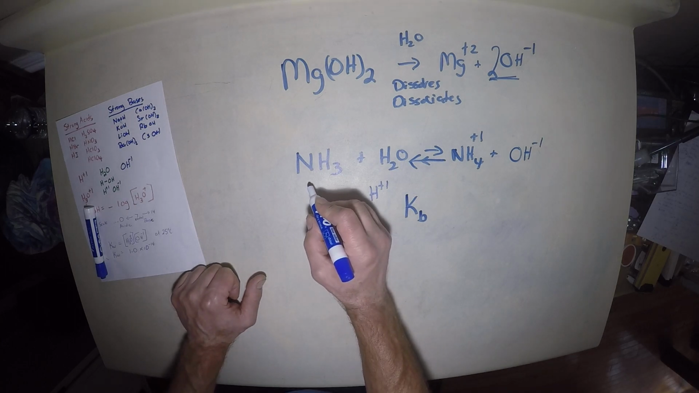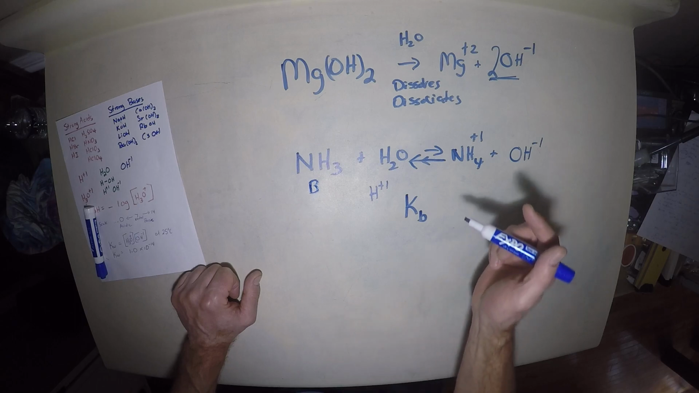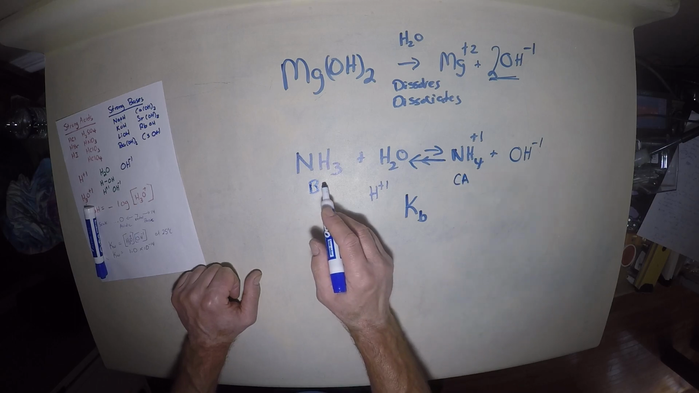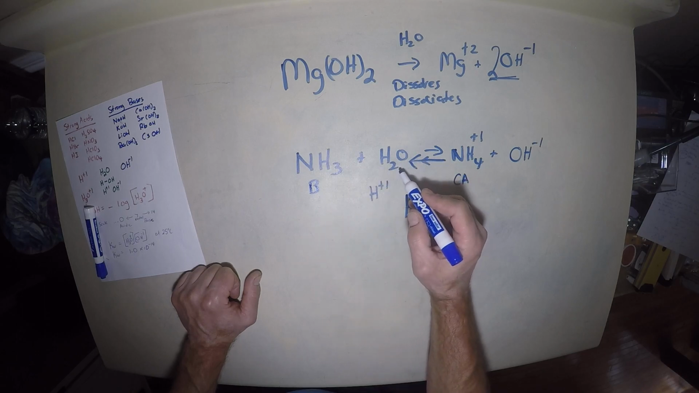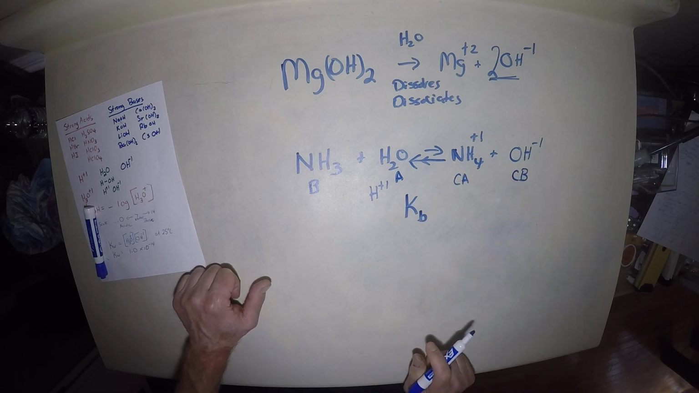To complete this, if this is a base, the conjugate acid would be ammonium. And in this case, since the ammonia is a base, it's calling out water to act as an acid, and thus the hydroxide would be the conjugate base.